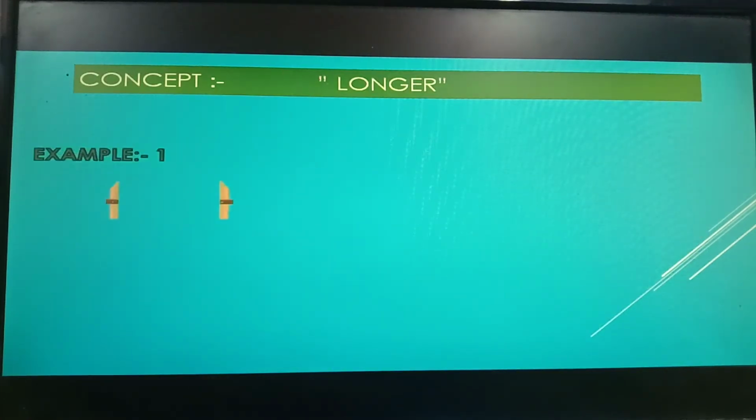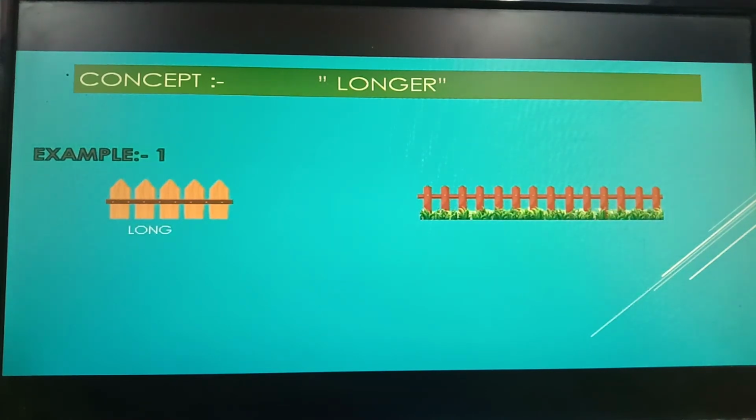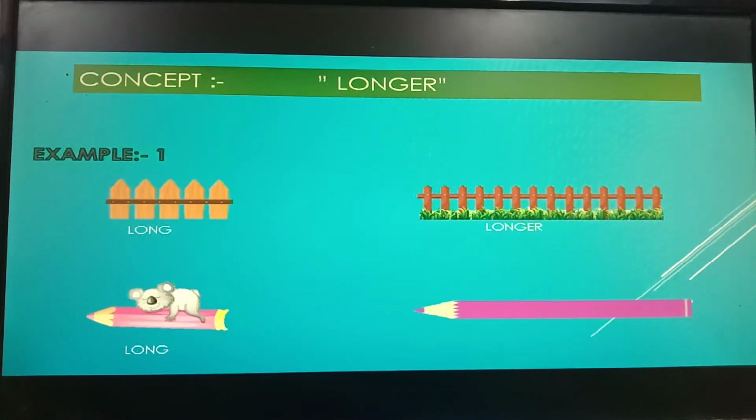Concept longer. Example 1. Fence is given at left hand side. At right hand side another fence is there. Right hand side fence is longer than left hand side fence. Pencil is here. Now look at here. Left hand side pencil is long but right hand side pencil is longer than the left hand side pencil.